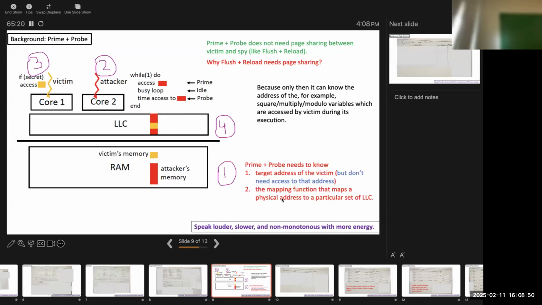Okay. Prime plus probe needs to know the target address of the victim, but doesn't need access to it. You don't necessarily need access permission for that address, but you need to know the address, and the mapping function that maps a physical address to a particular set of the MLC. We will talk more about this in the upcoming lecture. The point is how the address is mapped into a set: based on the address, how can I figure out in which particular set of the cache this data will be placed? Okay, any questions?